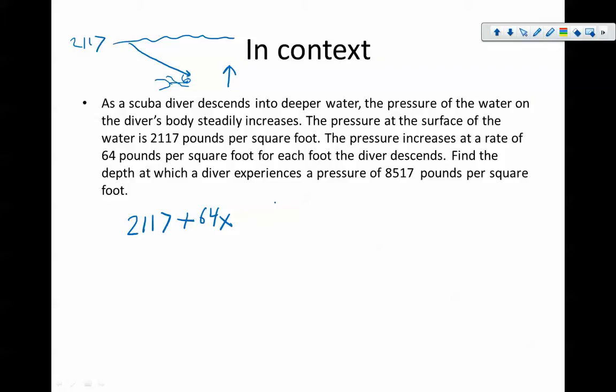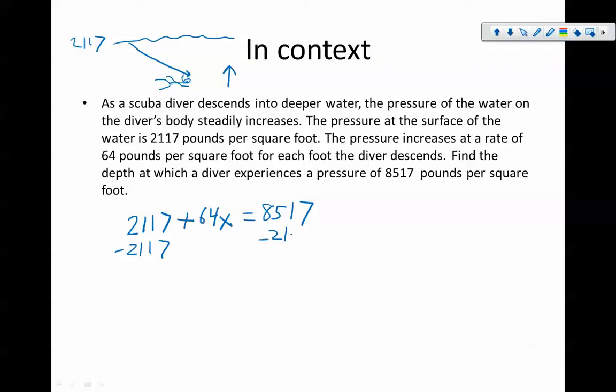And then we're being told what's the pressure, what's the depth, how many feet down is it before he gets to 8,517 pounds, right? So what's that depth? So we've got our equation, right? If I take the amount of pressure I'm at on the surface and I add pressure per foot until I get to 8,517, by solving for x, I can find out what that depth is. So let's go ahead and do it here.